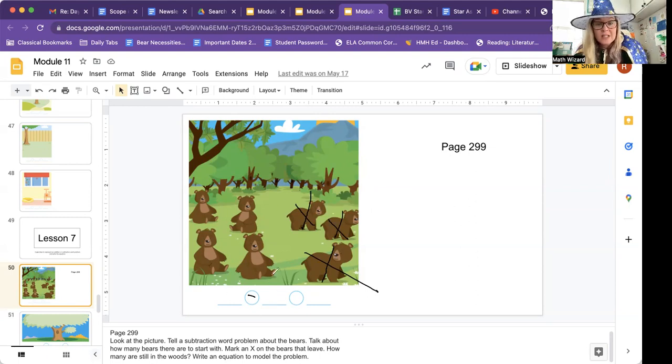Ready? There were 7 brown bears in the forest, but 3 of them got hungry and left. How many are there now? Let's see, 1, 2, 3, 4 are still there. Now, the important thing is, does my equation match my picture? Well, are there 7 to start with? Yes. And are 3 leaving? Take away 3? Yes. And are there 4 left? Yes. So it matches.